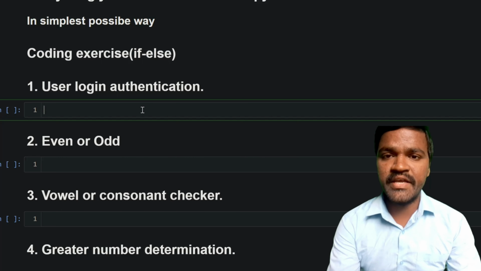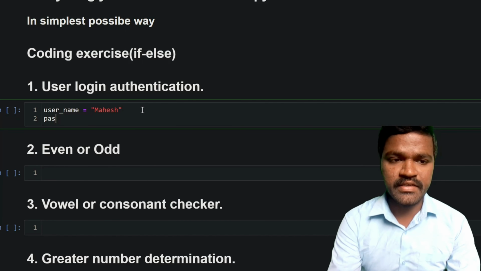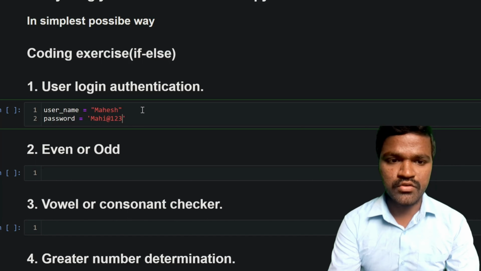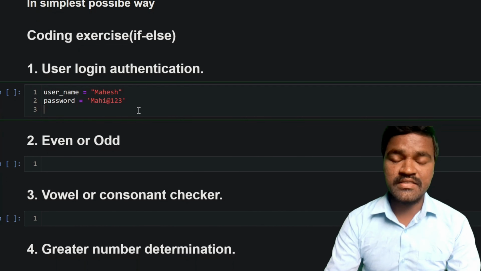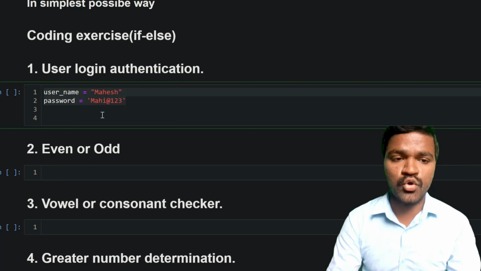For that, I am taking static values. I am taking username equal to, let's say, my name itself, Mahesh. The password that I am taking is Mahi@123. So this is the username that I have taken, and this is the password. Consider these as stored in the database. You don't have to worry much about the database. Let us consider these are the actual values of username and password.